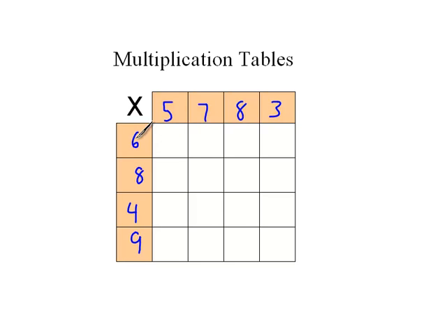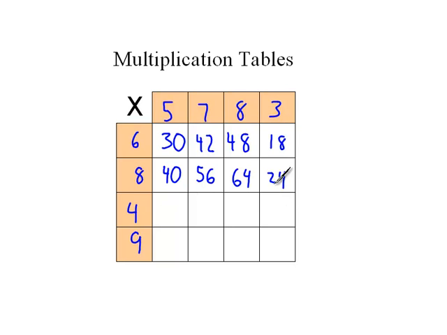All right, in this first box, I'm going to multiply the number at the top of the row with the left of the column. 5 times 6 is 30. Over here, 7 times 6 is 42. 8 times 6 is 48. And then 3 times 6 is 18. When I move to the second row, I'll have 8 times 5 is 40. 8 times 7 is 56. 8 times 8 is 64. And 8 times 3 is 24.